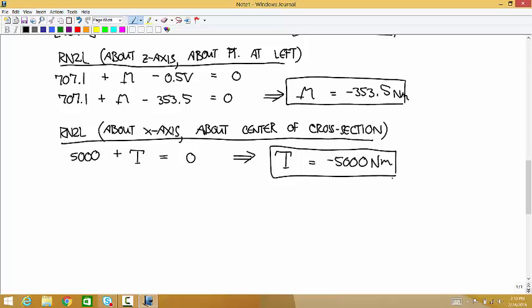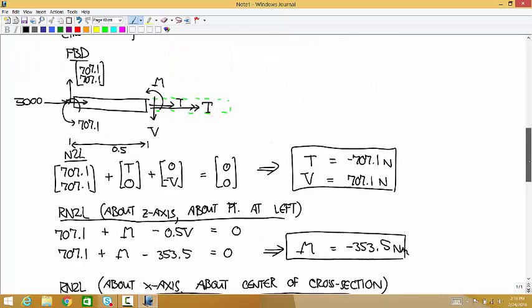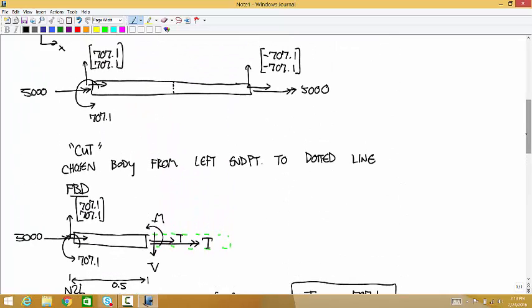Okay, so now we've calculated the internal loads at that point. But where we're going with all this stuff is we want to use this as a tool for determining where fractures are going to start, where permanent deformations are going to start. And to do that, we want a way to represent the internal loads at every point along this length, not just at a single cross-section along this length.